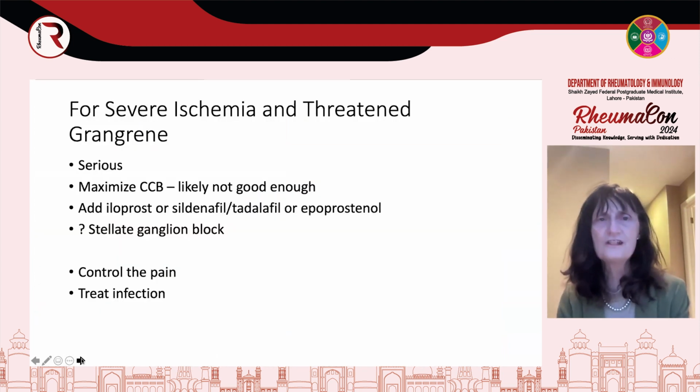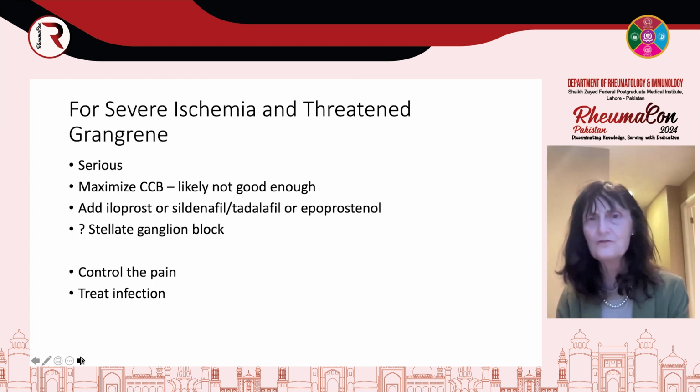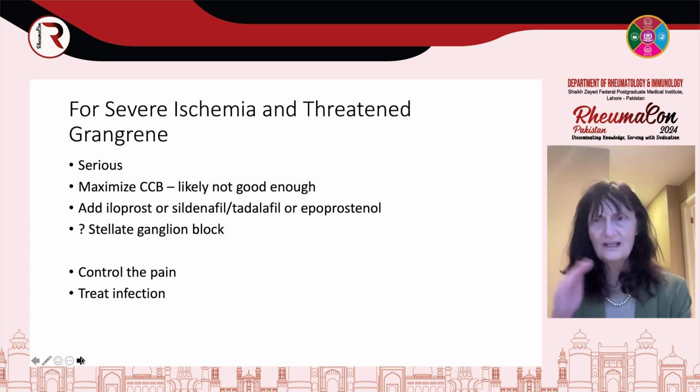So for severe ischemia or threatened gangrene, it's serious. You want to maximize the calcium channel blockers, such as high-dose nifedipine, if tolerated. You want to add or switch to iloprost or use a PDE5 inhibitor. If you can't get iloprost, you might think of Flolan, epoprostenol. Alprostadil, PGE1, doesn't work as well, but could work to get someone out of the crisis. Consider stellate ganglion blocks. You want to control the pain.